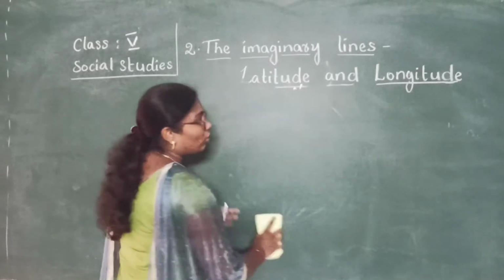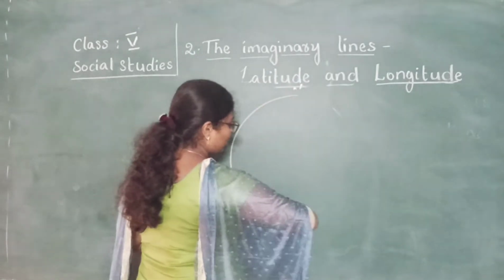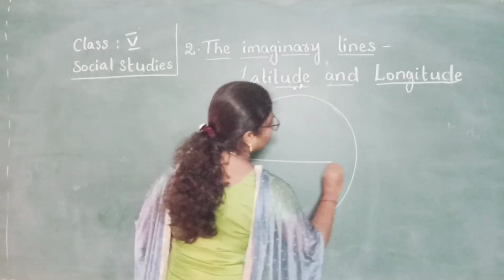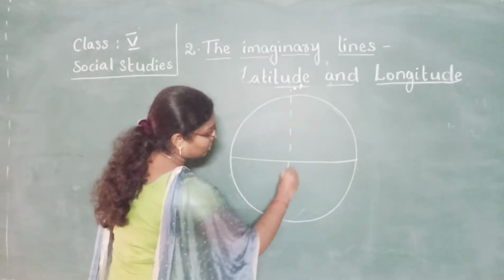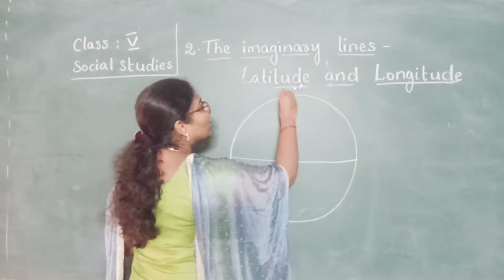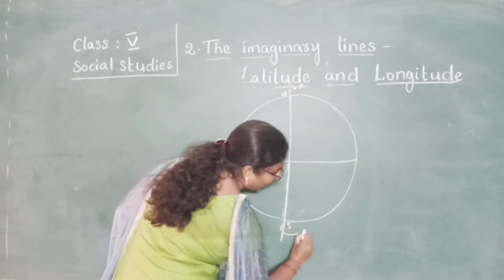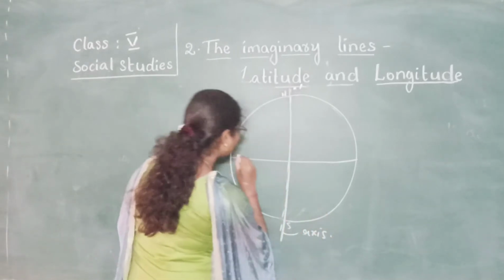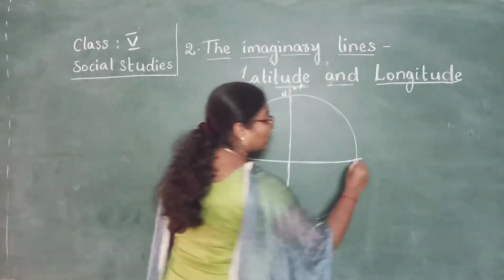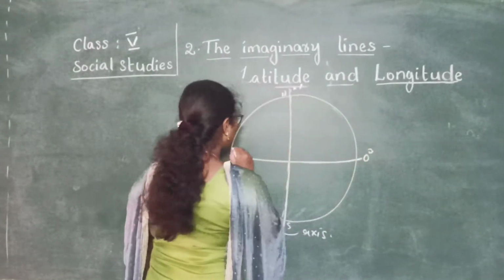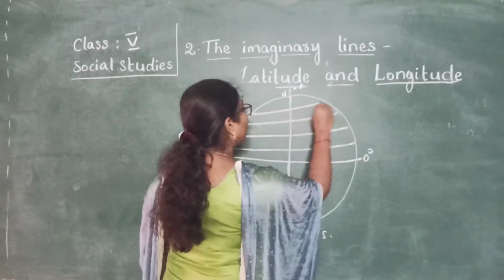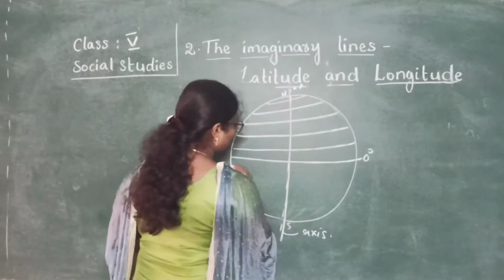And all these longitudes and latitudes, right? What is this line that passes through the center of the earth? It is axis, right? So 0 degrees latitude is known as equator. And imagine all these parallel lines as latitudes.